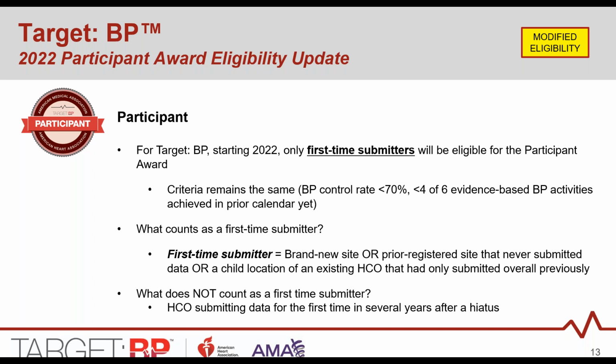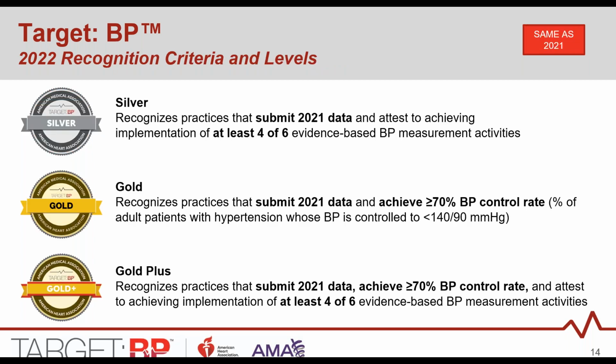So new this year, an organization is only eligible for the participant award if they are a first-time submitter. So unlike in previous years when this award could be received year after year. However, the participant award criteria is the same, and that's a blood pressure control rate less than 70% for 2021 data and less than 4 of 6 evidence-based activities achieved in 2021. There are three primary ways a site or an organization can be a first-time data submitter.